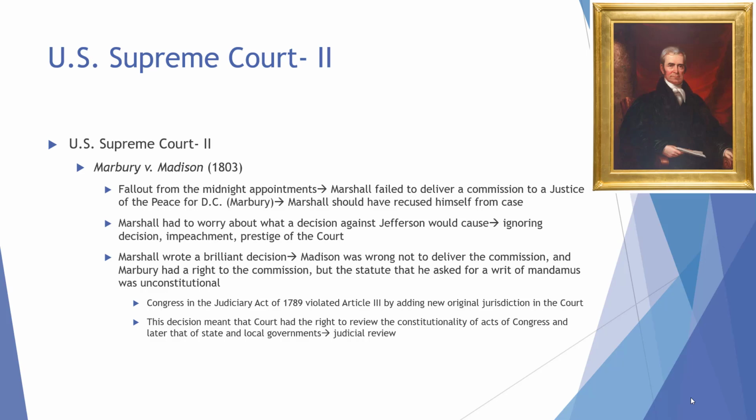So Marshall also had to worry about this. What would Jefferson do? The Jeffersonian Republicans were talking about impeaching some of the members of the Supreme Court, including him. So what about the prestige of the court? You think about this, you're in 1803. The country had been around under this Constitution for 14 years. You're on your third president. So you're not exactly went through too many people. So what to do?